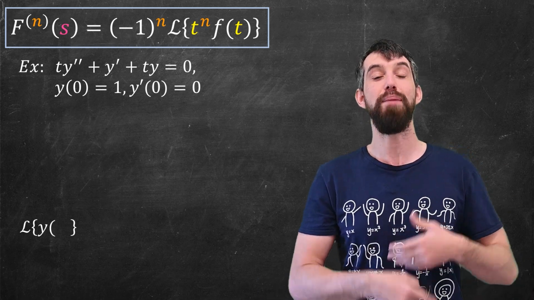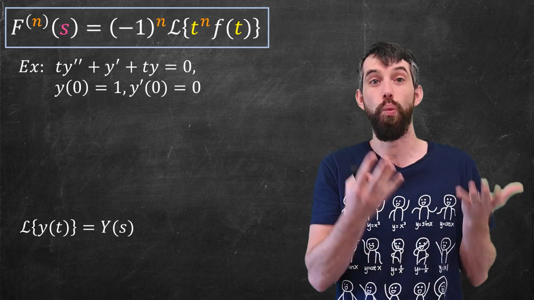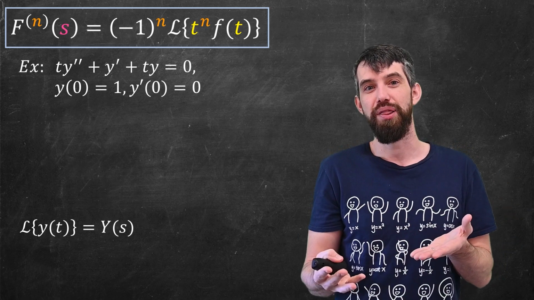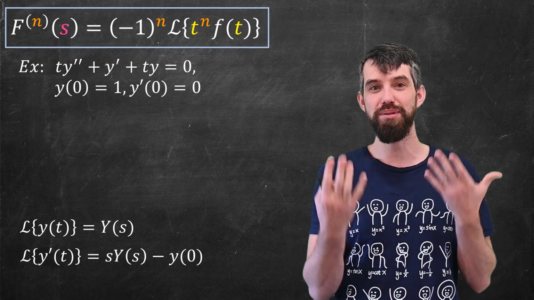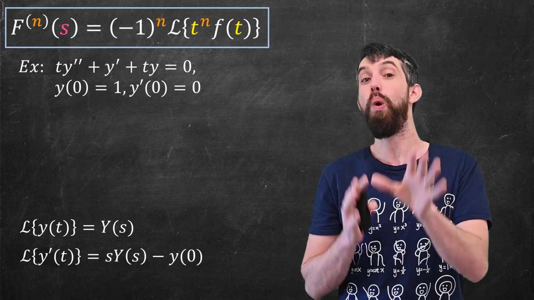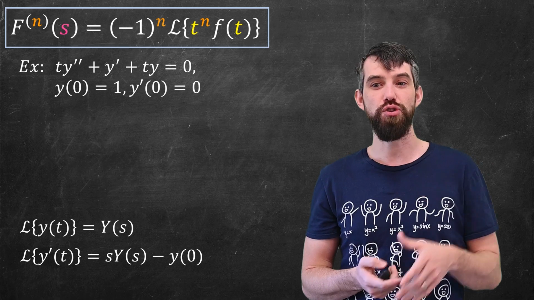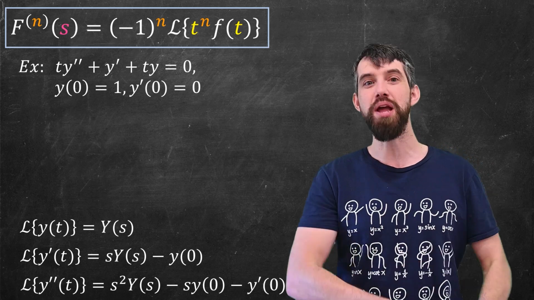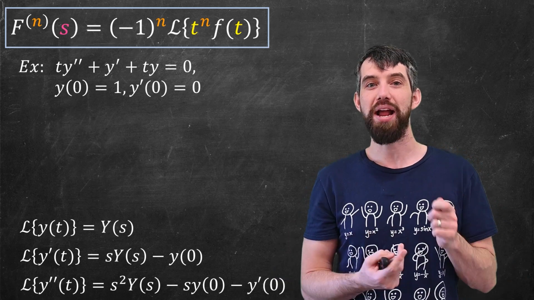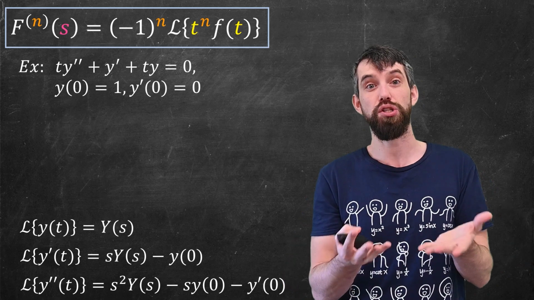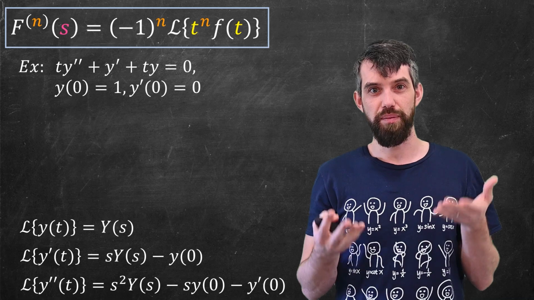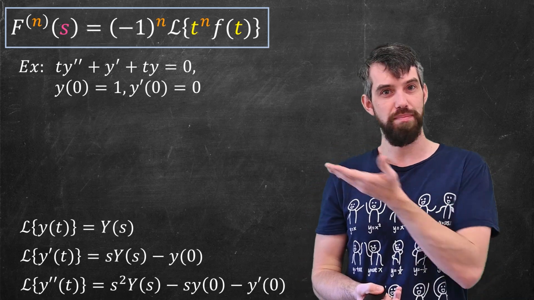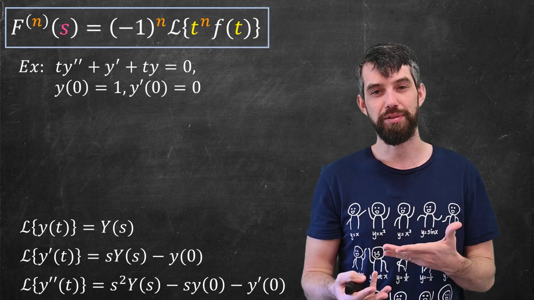So the first is I'm going to just define the Laplace transform of just y to be capital Y. Then if I take the derivative, we had a formula for that. It was s times this capital Y minus y at the value of 0. And then the second derivative likewise had a formula. It was s squared times the capital Y, then minus s times the first initial value y of 0, and then minus just the y prime of 0. These formulas have been computed previously, and that's how you take the Laplace transform of derivatives.